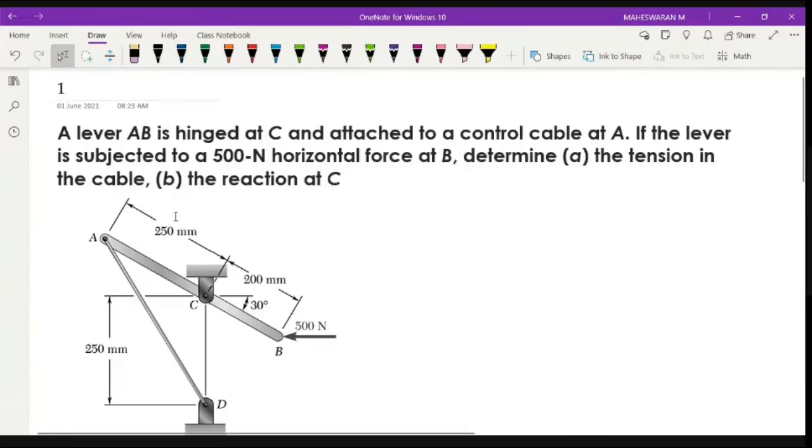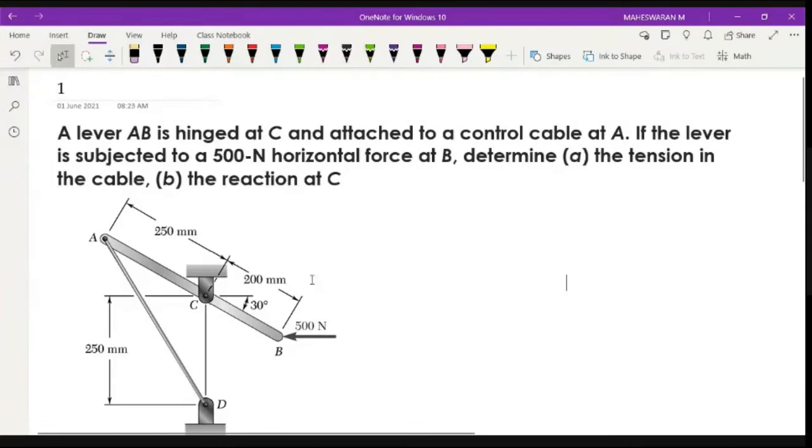So you have a lever AB, which is hinged at C. It is attached to a control cable. When I say cable, it means a tensile force or tension force is acting on this. The lever is subjected to a 500 Newton horizontal force, which is mentioned here.